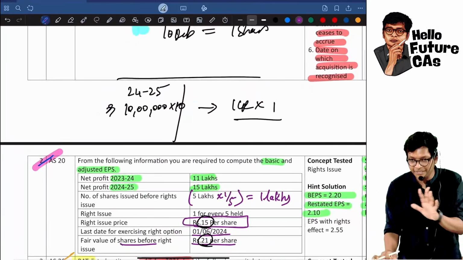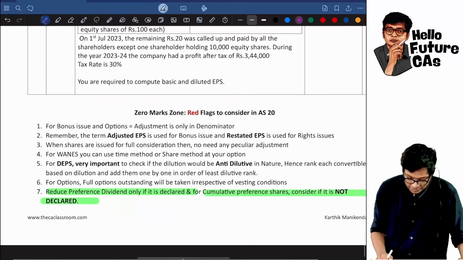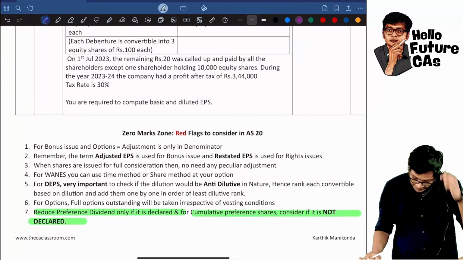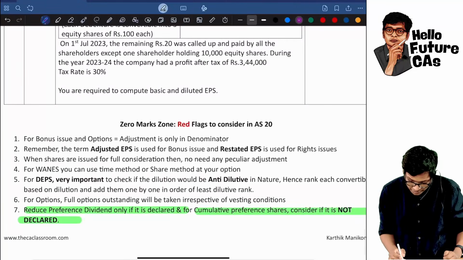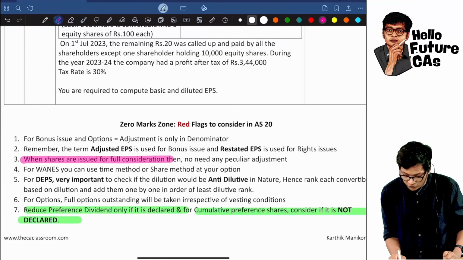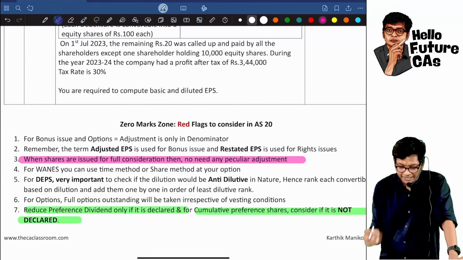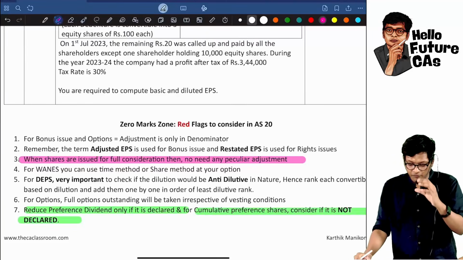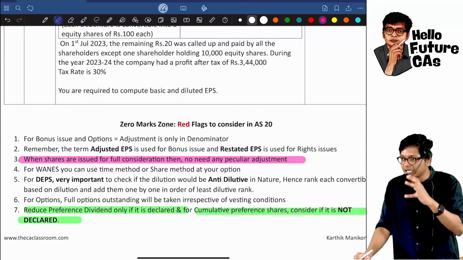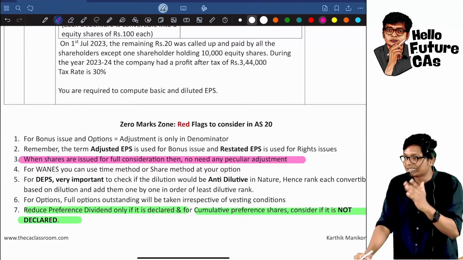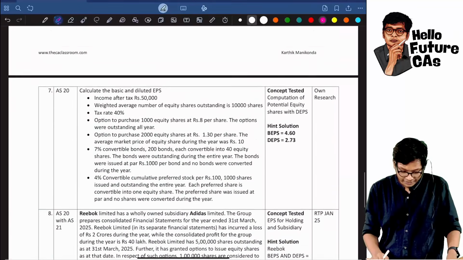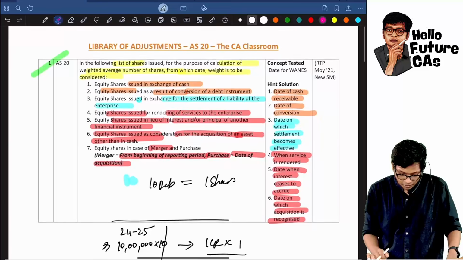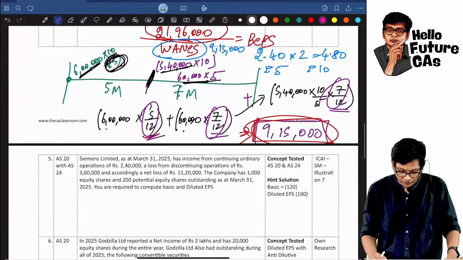Since all this relates to basic EPS, I'm finishing, guys. That's what I would have given over here also. Look at this. Here it is. When shares are issued for full consideration, there is no need for any peculiar adjustment. Maybe I should add it here. Yes. For bonus, stock split, consolidation, the treatment is going to be the same. Are you following, guys? Clear? Understanding? So we are done with questions 1, 2, 3, 4.